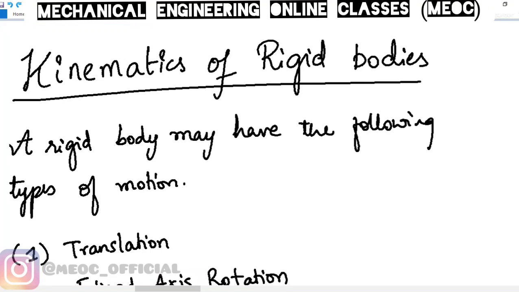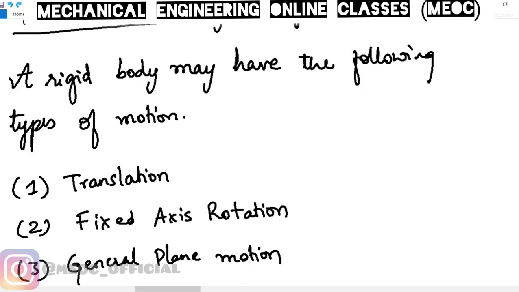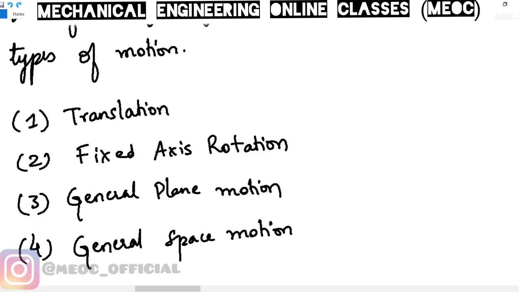In this lecture, let us see the second type of motion, fixed axis rotation. In order to study the kinematics of rigid bodies which are under fixed axis rotation, we need to first understand what fixed axis rotation is, or otherwise, fixed axis rotational motion.